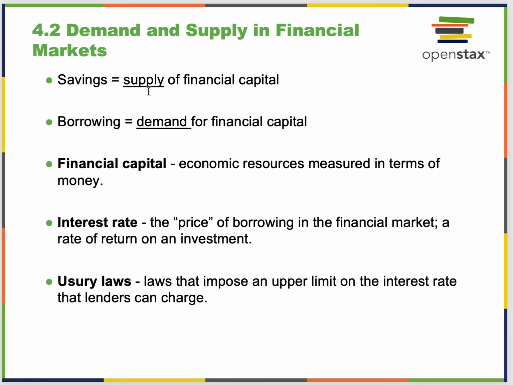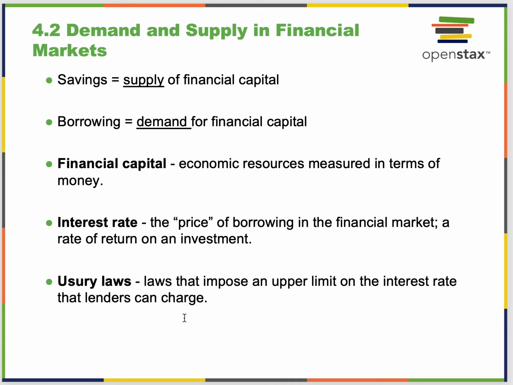You have savings, a supply of financial capital. So people put money into the bank. So it's a supply of financial capital. And people want to borrow against it. So there's a demand for financial capital. Financial capital is the economic resources measured in terms of money. Interest rate is the price of borrowing in a financial market. So it's the rate of return.